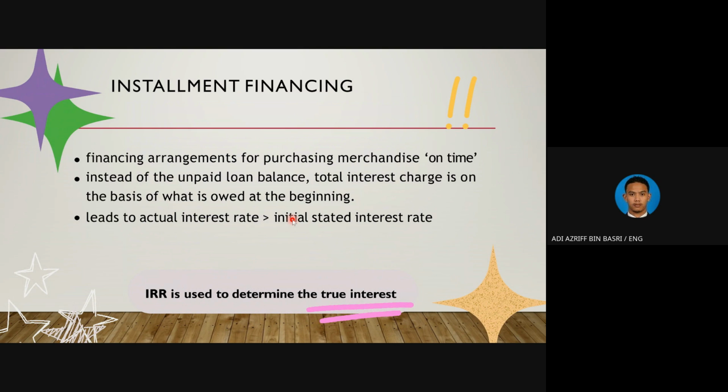So installment financing is an arrangement to purchase merchandise on time instead of paying the unpaid loan balance. The total increase charge is on the basis of the amount owed at the beginning. So the actual interest rate is higher and bigger than the stated rate, which is IRR, used to determine the true interest.